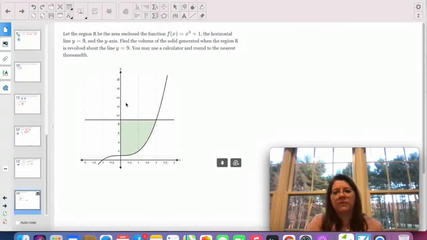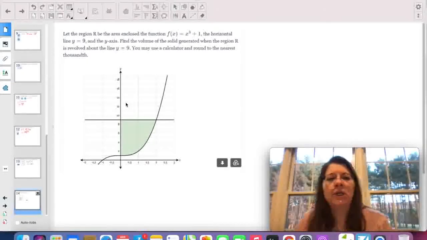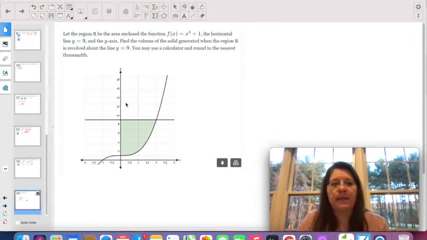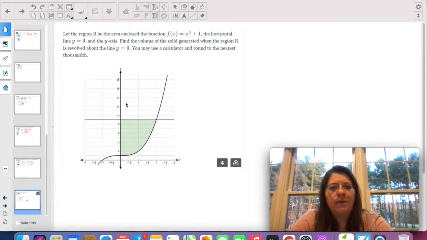So here's an example I took from Delta Math. A lot of times they're going to draw the picture for you, so it makes it a little bit easier on you. Let the region R be the area enclosed by the function f of x equals x cubed plus 1.